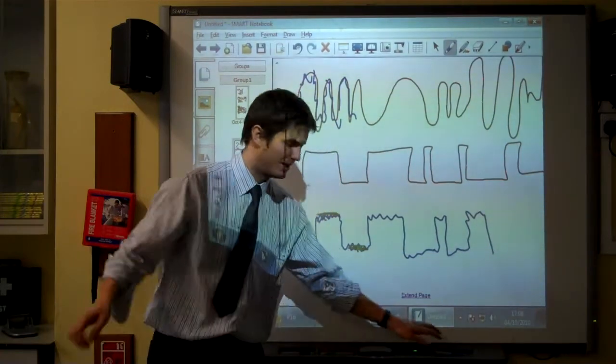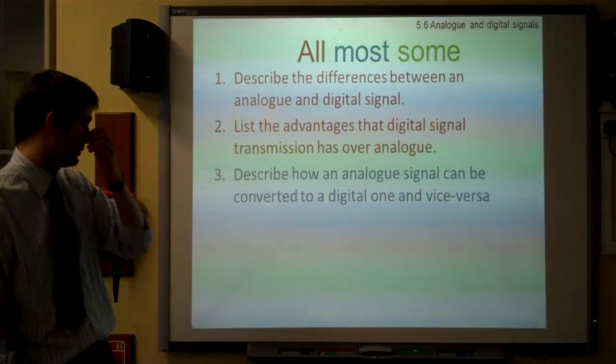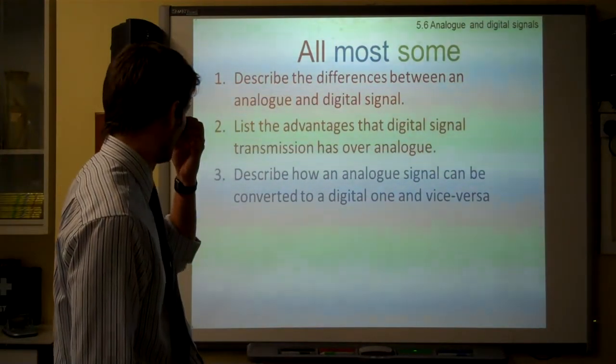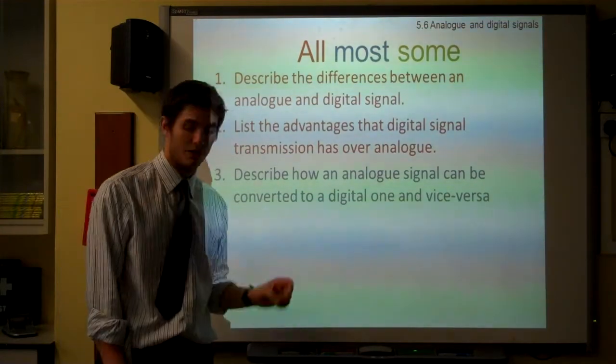Okay, so it's a little bit of a tricky concept to get your head around, but have a think about it. You should be able to do that. Three: describe how an analog signal can be converted to a digital one. Have a read.